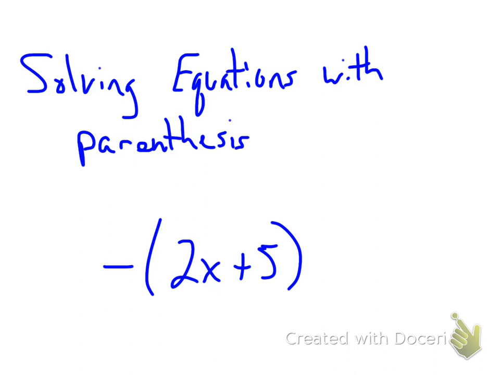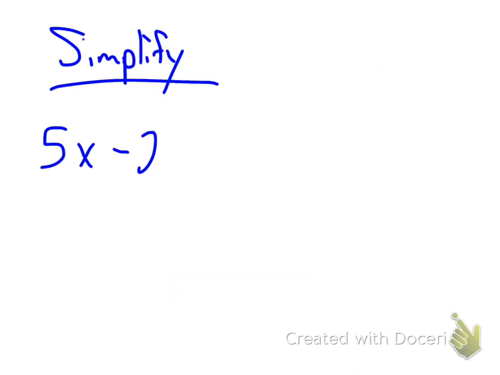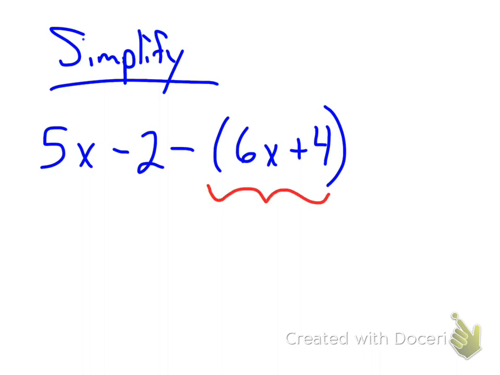If we have a problem that looks like this, we're just going to simplify this first one because there's no equal symbol, so we're not solving. I just want to simplify. I need to do something to get rid of the parentheses so I can combine my like terms. There is a negative on the outside of that set of parentheses. Now, even though it is not written, that negative is actually a negative 1. We don't need to write a 1 when we are multiplying because everything is multiplied by 1.